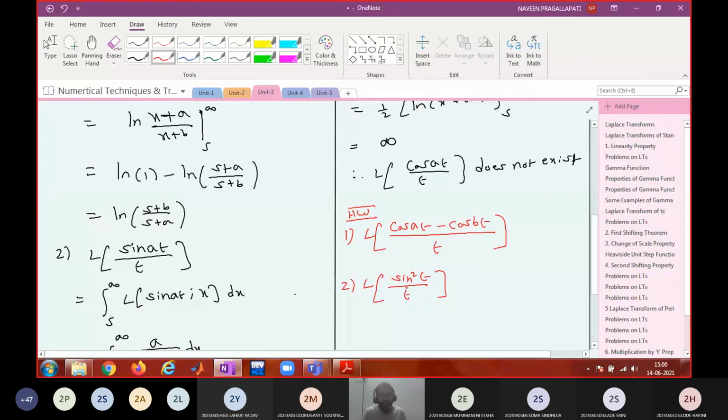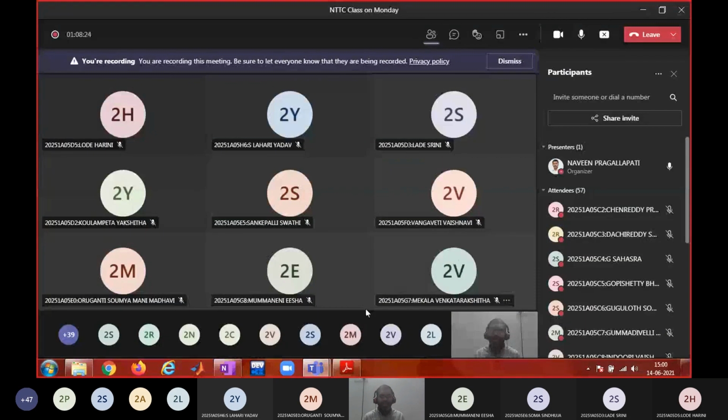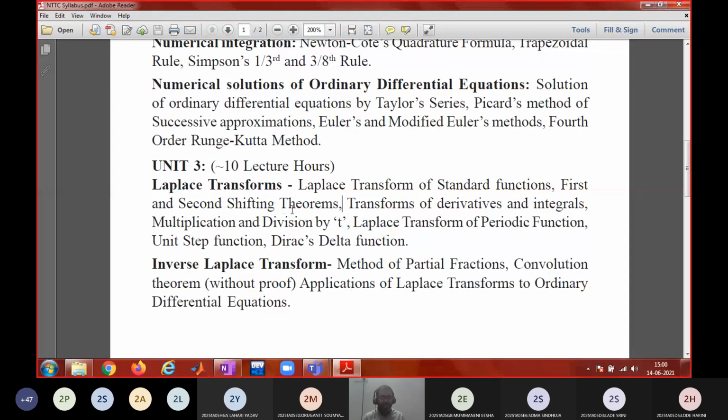So in today's class we have discussed two properties: one is the multiplication by t property, the other one is the division by t property. Multiplication by t property is over. Laplace of periodic function is over. Division by t is also over. And the unit step function also we discussed, Heaviside unit step function h of (t minus a). What remains is only these two, derivatives and integrals. If we discuss these two, I think almost your 2.5 units are over. So that we'll discuss in the next class.